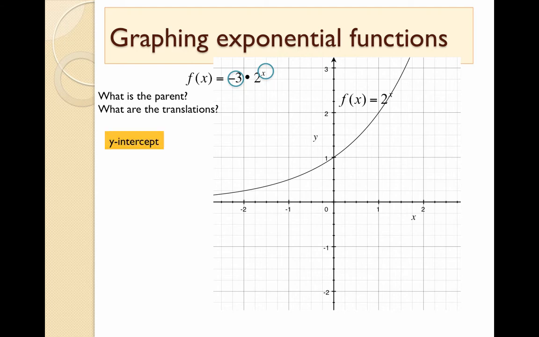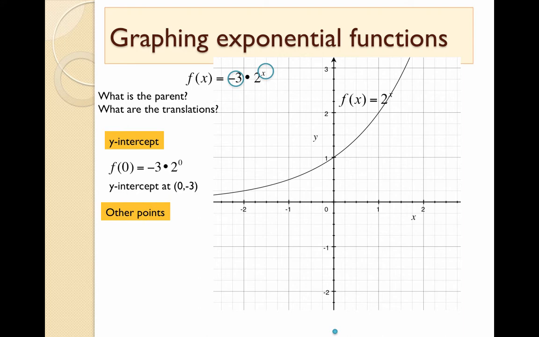So one easy point to always find is the y-intercept. So where is our new y-intercept? Well, we plug 0 in for x. So we see that our new y-intercept is at (0, -3), and you can see that I just put a little blue dot down there at the bottom of the screen.